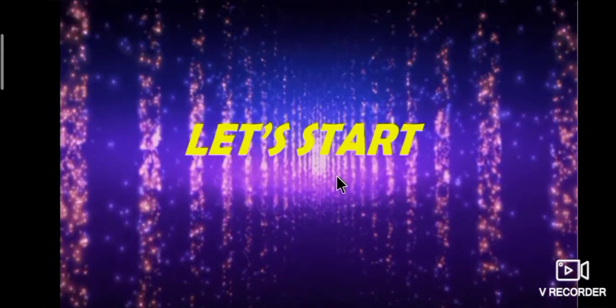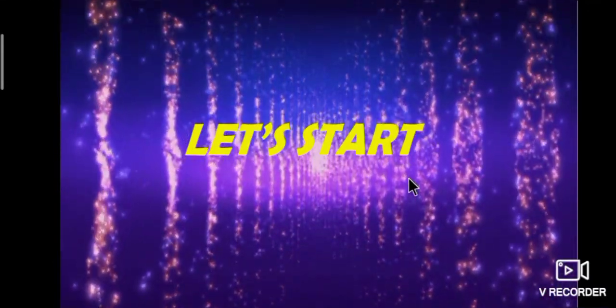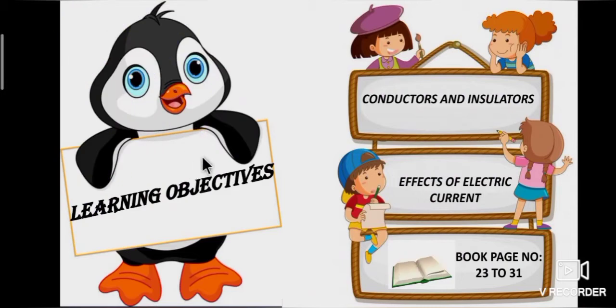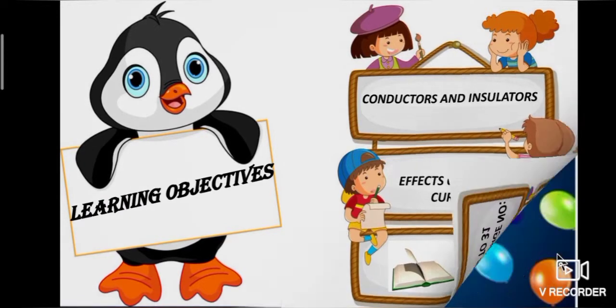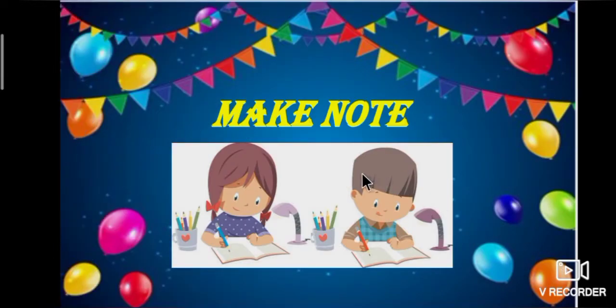Okay, let's start today's session. Today we are going to learn about conductors and insulators, effects of electric current. These topics are covered in book page number 23 to 31. Students, make a note of important points. If you have any doubt, note the question in notebook and it will be clarified on the day of reopening.